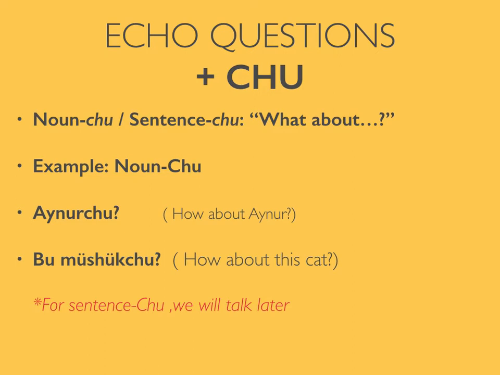For example, men gelmesem chu, how about I don't come? Or men bağımsam chu, how about I don't go, right? İntamda ütemsem chu, how about I failed the exam? It's a bit difficult and complicated, so I'm not going to talk about it here. But I just wanted you to know the echo question particle chu: you have to add it at the end. You can add it after the noun, or after the sentence. It will mean, what about something.